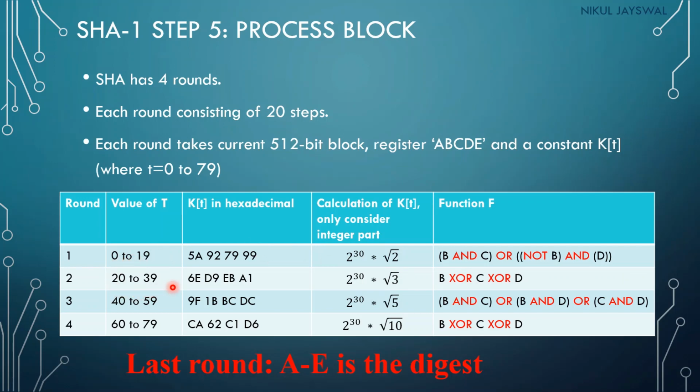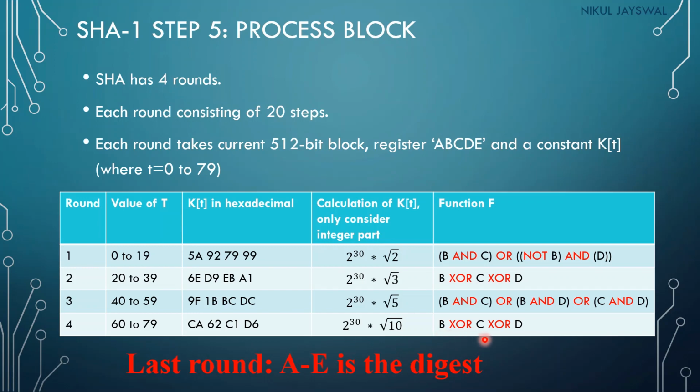For 0 to 19 we will use the first value of Kt. For 20 to 39 we will use the second value of Kt. For 40 to 59 we will use the third value of Kt, and for 60 to 79 we will use the last value of Kt. These are fixed values. For the first 0 to 19, B and C or not B and D will be performed. For 20 to 39, B xor C xor D. For 40 to 59, B and C or B and D or C and D. And for 60 to 79, B xor C xor D will be performed.